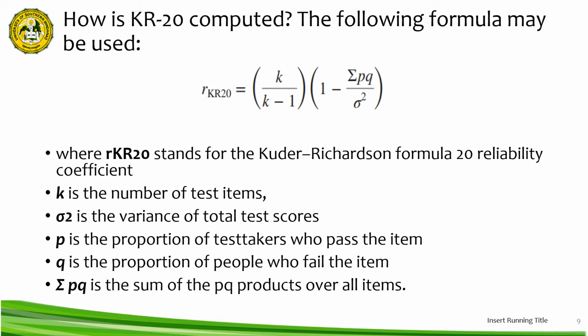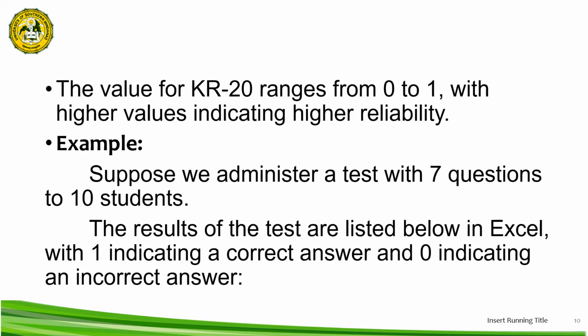Where RKR20 stands for the Kuder-Richardson formula 20 reliability coefficient. K is the number of test items. Variance is the variance of the total scores, P is the proportion of test takers who pass the item, and Q is the proportion of people who fail the item, and the last one is the sum of the PQ products over all items. So the value for KR20 ranges from 0 to 1 with higher values indicating higher reliability.